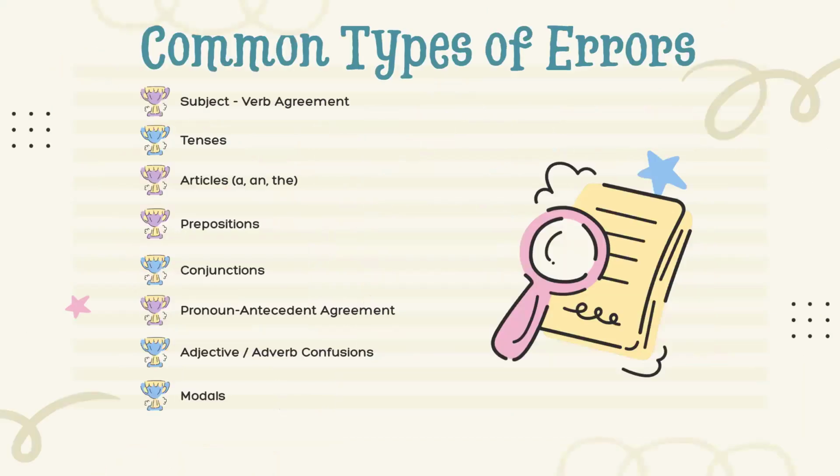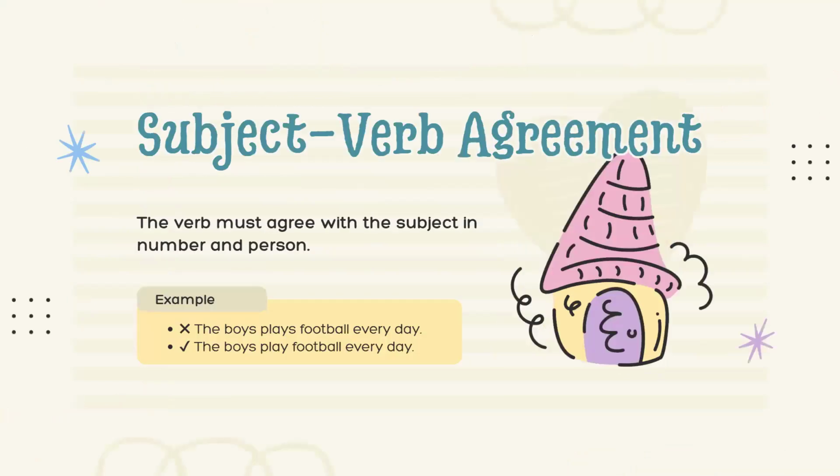Common grammatical areas where mistakes are often found include subject verb agreement, tenses, articles, prepositions, conjunctions, pronoun antecedent agreement, adjective or adverb confusion, modal auxiliary verbs, and so on. There are even conditionals, and mastering these areas is the key to success in error correction. First, let's move on to subject verb agreement.